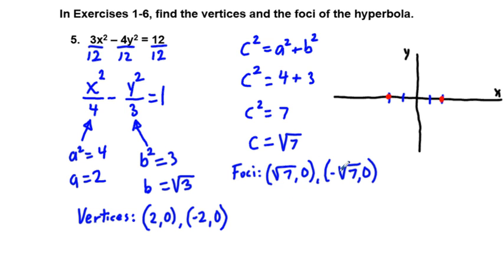And then for foci, we have square root of 7. Well, square root of 7 is between square root of 9 and square root of 4. So it's going to be 2 point something, close to 3 kind of. So it's going to be just on the outside of the vertices. And then just a sketch, we'll have something like this.